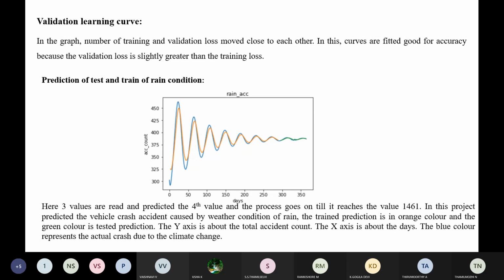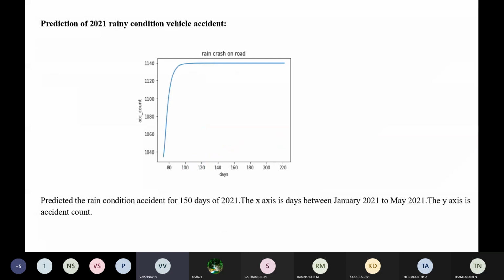Next, presented by Vaishnavi. Prediction of test and train for rain condition. Here we have predicted on the previous data for analysis, to see how good the prediction is. Here we take 3 values and predict the 4th value. The iteration goes on till the end of the values. It acts like a for loop.